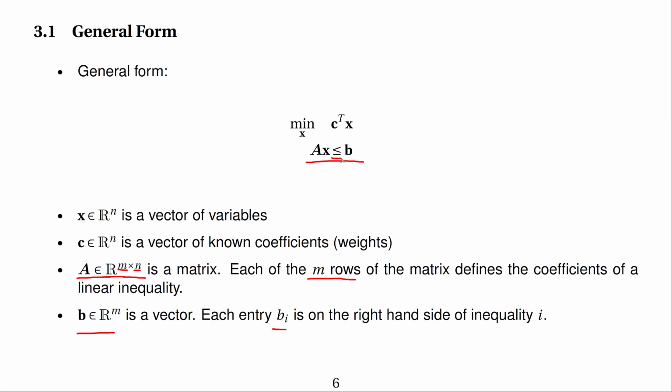Also note that this smaller equal sign is overloaded. So what we have on the left side is a vector, and on the right side is another vector, and then for each dimension component of the vector on the left, we want to make sure that this component is smaller equal to the component on the right.